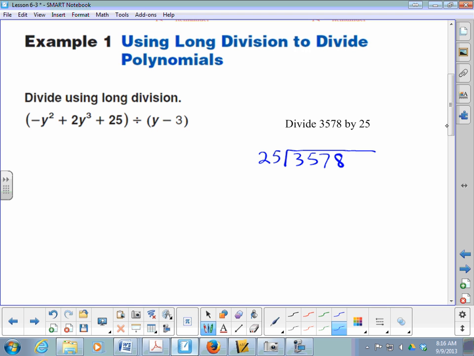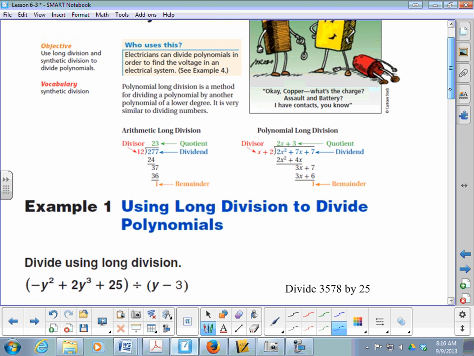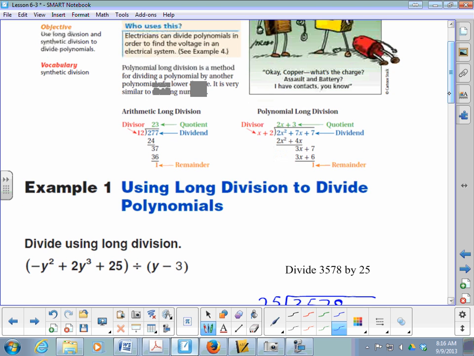The dividend is underneath. Let's check to make sure. Let's go up here because they're always nice about this. Okay, they tell us. All right. So the dividend, yes, it goes underneath the division sign. The divisor is on the outside, and my answer is called a quotient. And then we have a remainder, anything we have when we're all done.